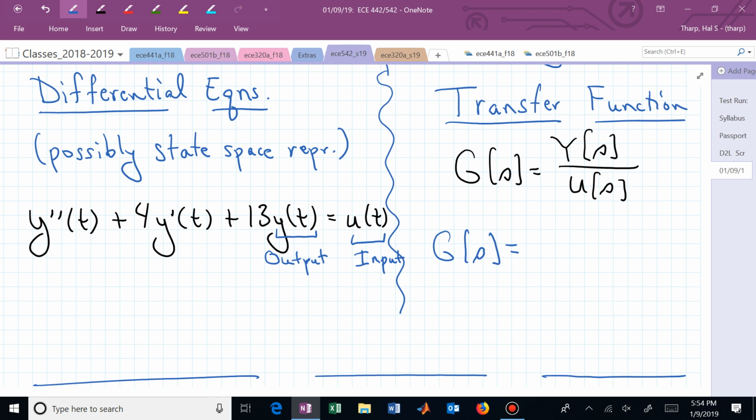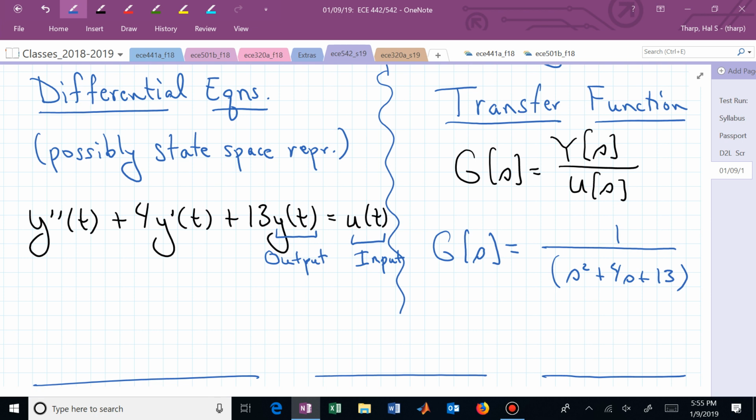What's a derivative correspond to? A derivative in the time domain corresponds to what in the frequency domain? A multiplication by s. So in this case, over on the left, we would have s squared plus 4s plus 13, and that's actually what we would divide to obtain the g of s. So in the denominator here we have s squared plus 4s plus 13. And upstairs I didn't have any weighting on the input, and that's now just 1.